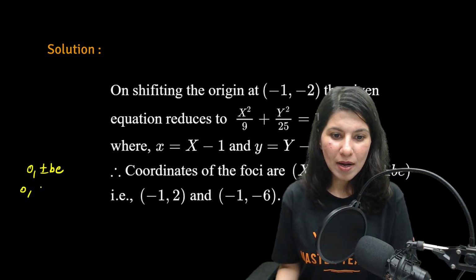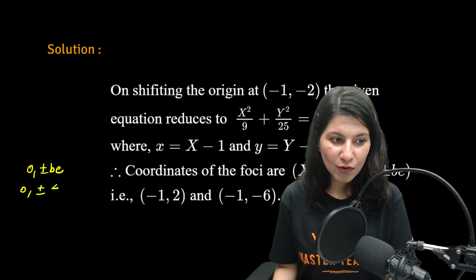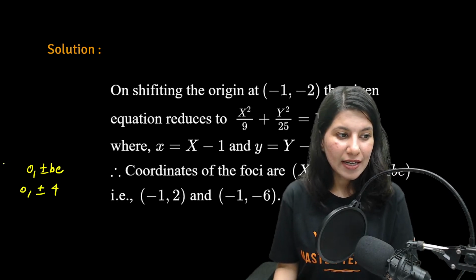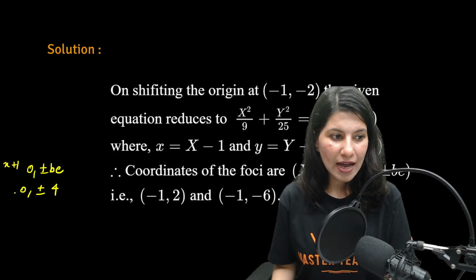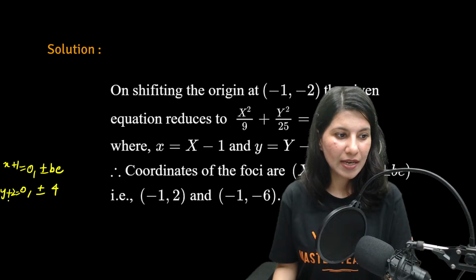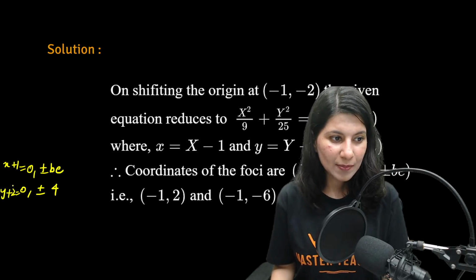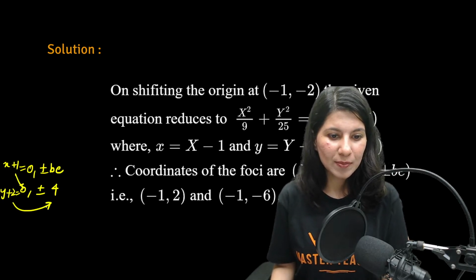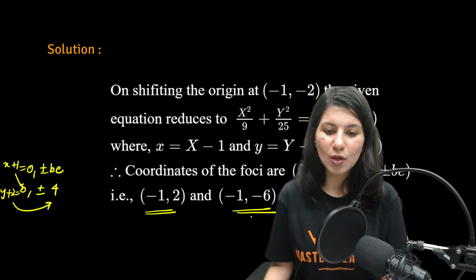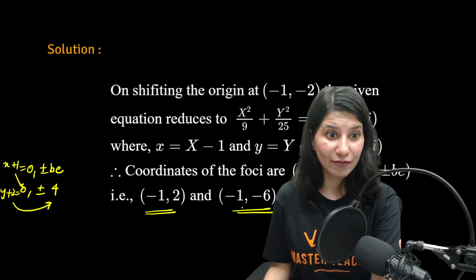So (0, plus minus 4) basically. But this is your x plus 1 and y plus 2. Right? X plus 1 and y plus 2. So x plus 1 is 0 and y plus 2 is plus minus 4. So you will get (minus 1, 2) and (minus 1, minus 6) as focus. And yeah, we are done. Okay, all right, clear. I hope that this is clear.